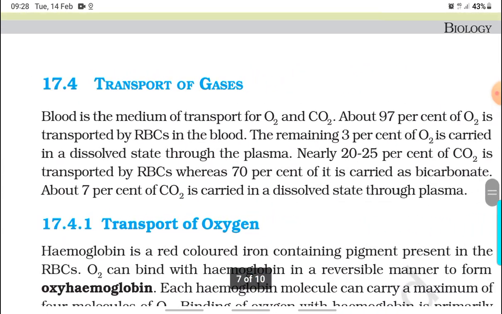Transport of gases. Blood is the medium of transport of oxygen and carbon dioxide. About 97% of oxygen is transported by red blood cells in the blood. The remaining 3% of oxygen is carried in a dissolved state through the plasma. Nearly 20 to 25% of carbon dioxide is transported by the red blood cells, whereas 70% of it is carried as bicarbonate. About 7% of carbon dioxide is carried in a dissolved state through plasma.